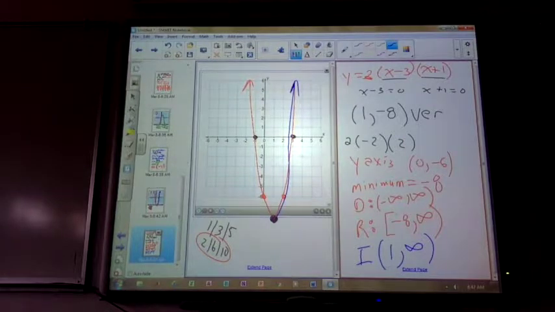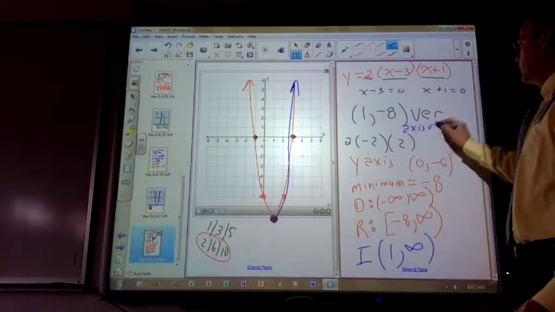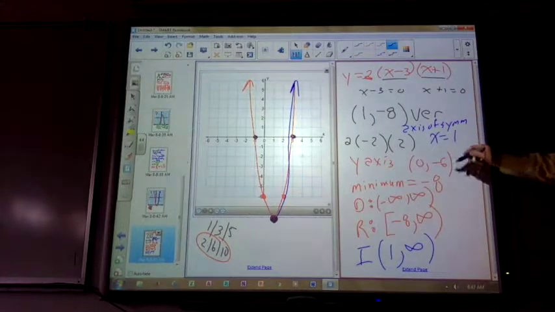Did we answer every question on there though? We have the vertex, oh, axis of symmetry, forgot. Don't want to lose that point. What's the axis of symmetry? The axis of symmetry is x equals 1.